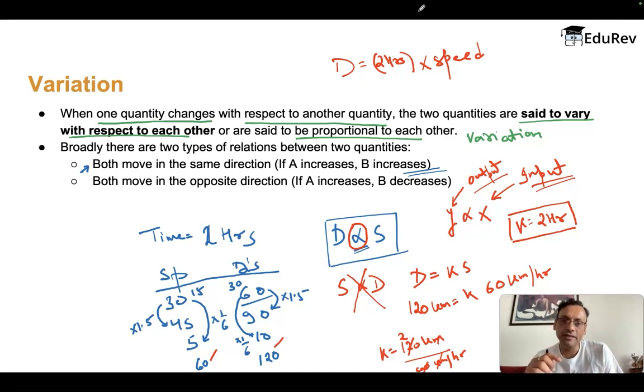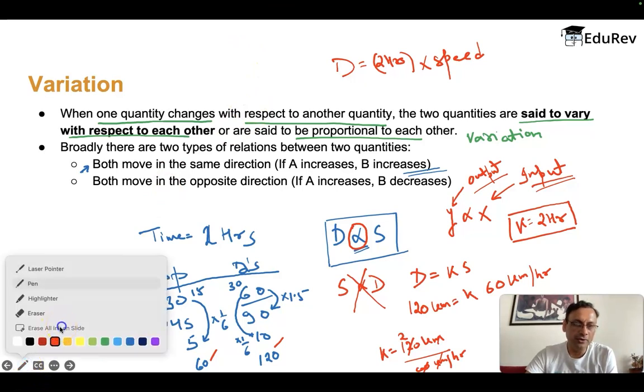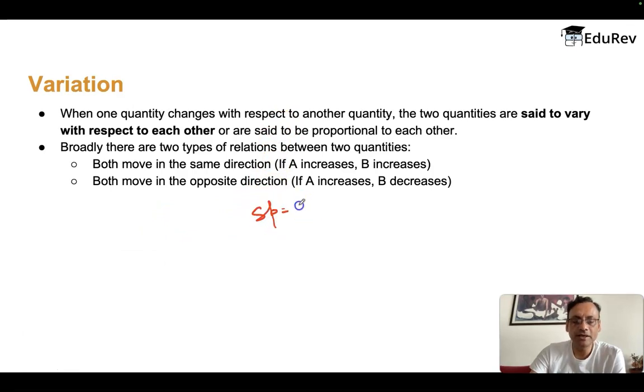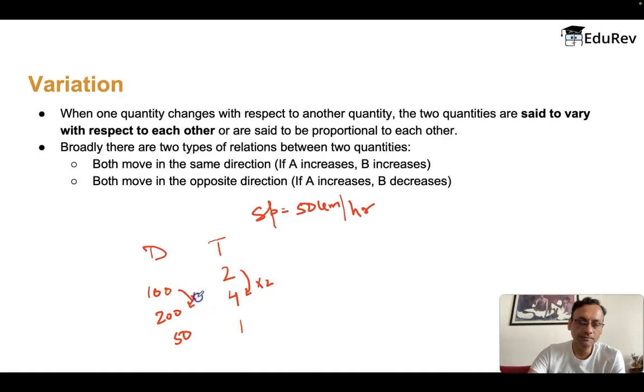I can similarly keep my speed constant. Let's do it once again, and I keep my speed constant, and I say that my speed is, let's say, 50 kilometers per hour. So my distance and time: if I run for 2 hours, I will cover 100 kilometers. If I run for 4 hours, I will cover 200 kilometers. If I run for 1 hour, I'll cover 50 kilometers. So when I double my time, my distance also has doubled. When I make my time half, my distance also has become half.